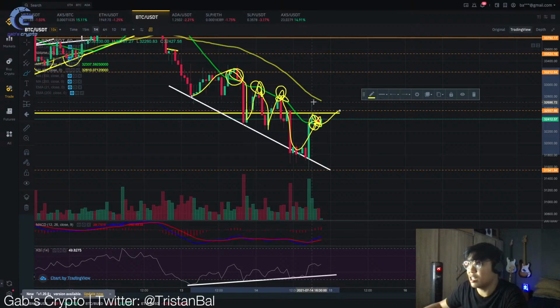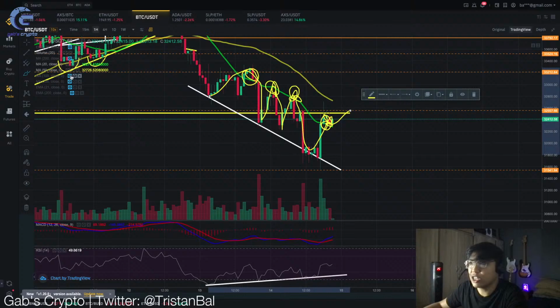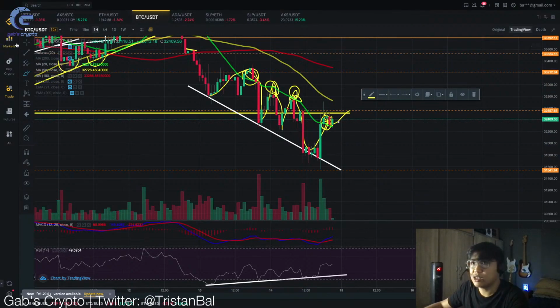Next, pag na-break natin siya, ang next target natin dyan is the 50 moving average, 100 moving average, and so on. So, kailangan niya ngayon ma-break yung mga resistance ngayon na moving averages. So, if you want to navigate the market, you need to follow the Bitcoin movement for the moving average. So, yeah, that's Bitcoin for the short term.